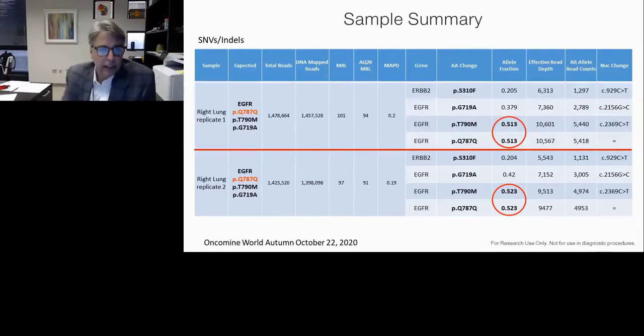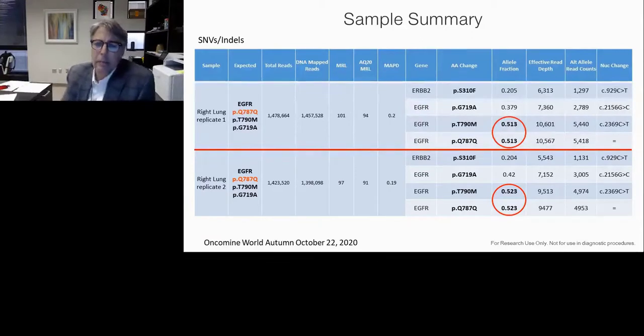So this right lung specimen had the T790M and the G719A mutations, and we see here that instead of having 5% variant allele frequency, they are around 50%. So right now we know that there was something wrong with our assay when we ran it, that we were missing a lot of these mutant reads. It was also interesting to us that this patient had a known polymorphism at the exact same variant allele frequency. That's the Q787Q polymorphism, which is just 9 nucleotides away from T790M.